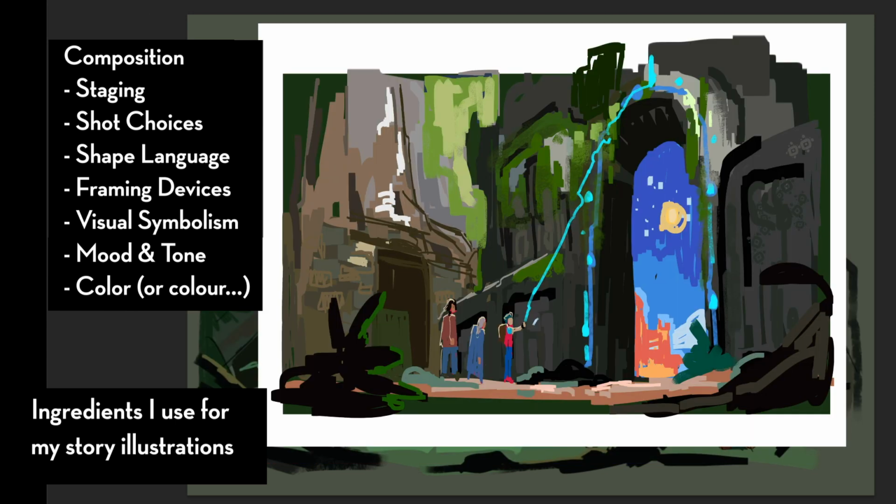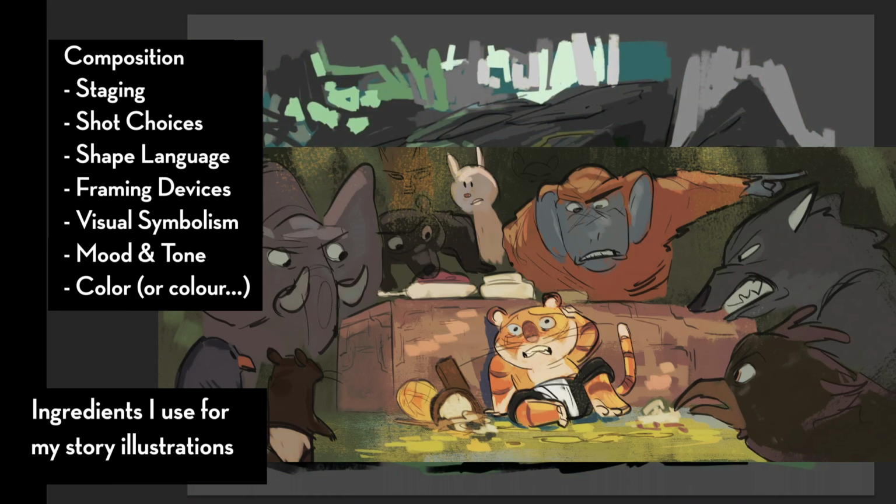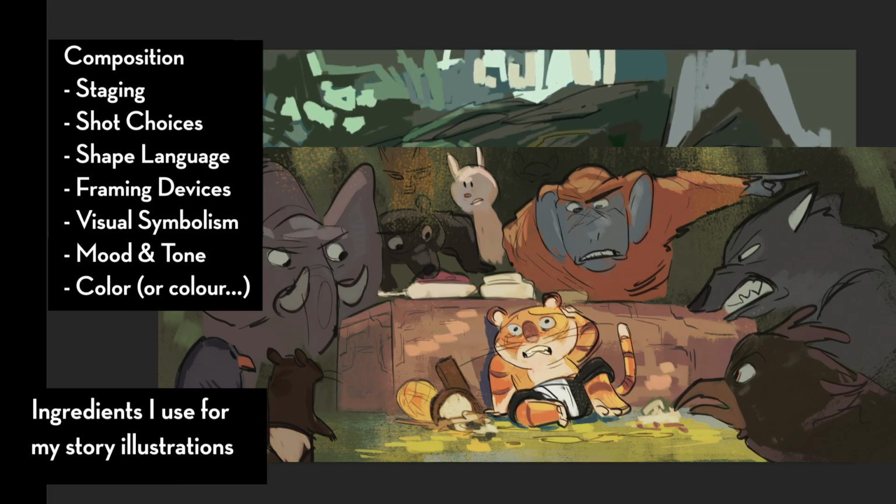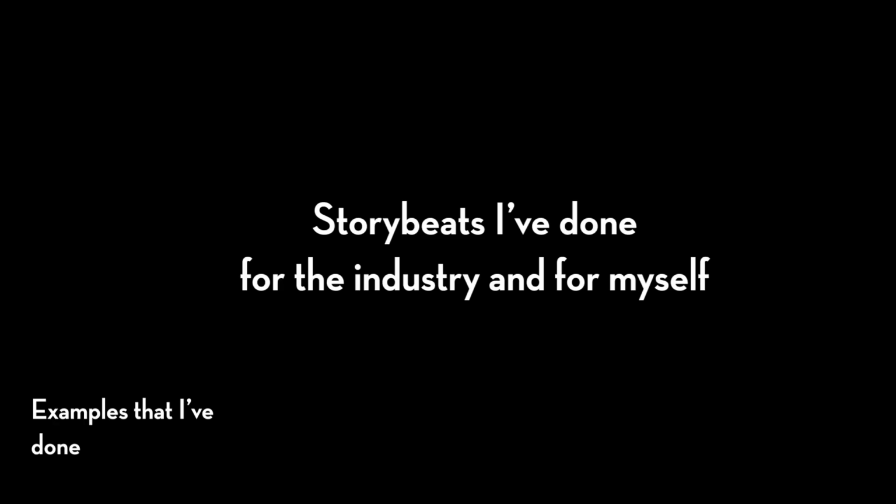How can I make the world feel so big and the characters feel tiny? How do I make a character feel cramped, trapped, and claustrophobic, maybe matching their emotions? With these ingredients, I'm going to show some story beats I did for some key moments for the Croods 2, and my thought process for them.